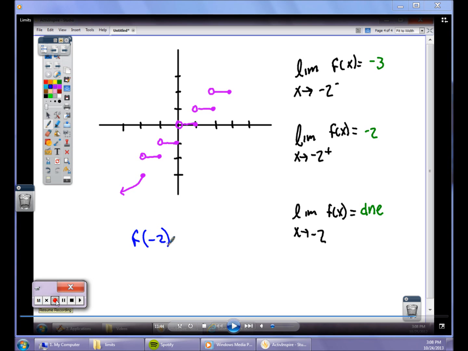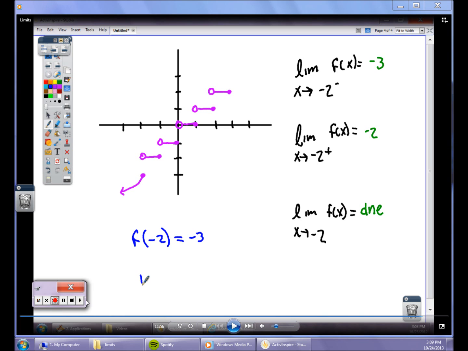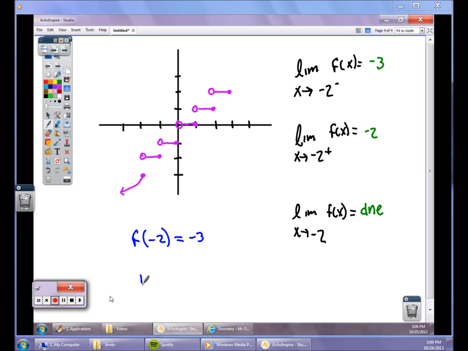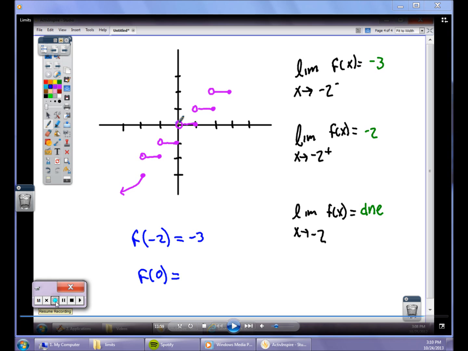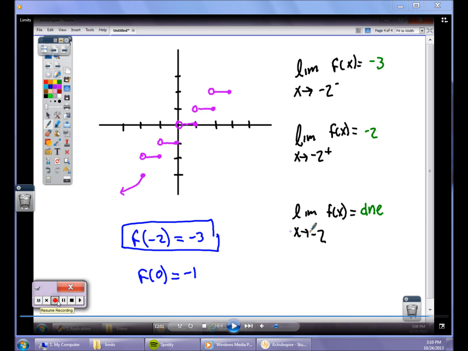The function evaluated at negative 2 is different though. If I'm trying to find the value of the function by evaluating at f of negative 2, I'm going to jump because of the hole, and I'm going to jump down to the value of negative 3, which is on the smaller curved portion. The function evaluated at 0, the f of 0, there's a hole there. I would jump down to where the graph does exist, and I would have a value of negative 1. Notice that the function exists at negative 2 and has a value of negative 3, even though the limit does not exist.